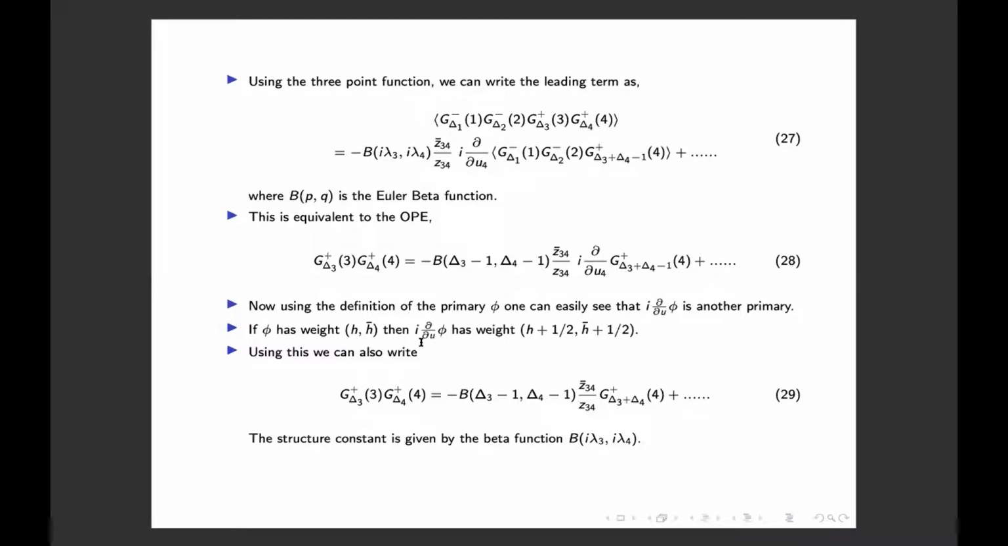Okay, now the thing is that you can also write it in another way, which is that if phi is a primary of weight h, h bar, then i ∂_u phi is a primary of weight h plus half and h bar plus half, and so this i ∂_u4 acting on this g plus delta 3 plus delta 4 minus 1 essentially becomes g plus delta 3 plus delta 4. Now you can see that in this form I don't need the u's.